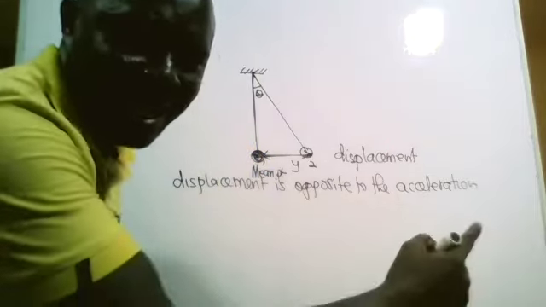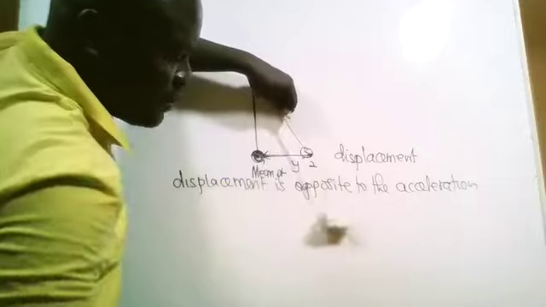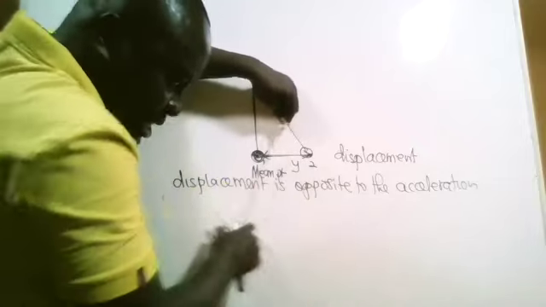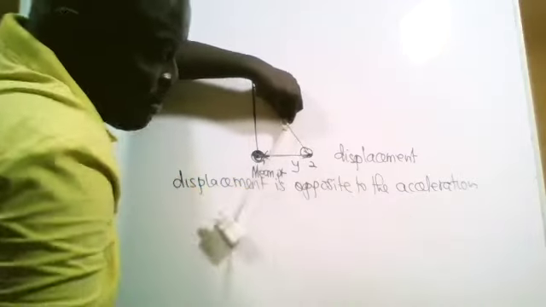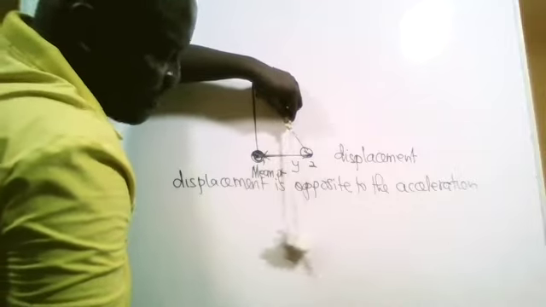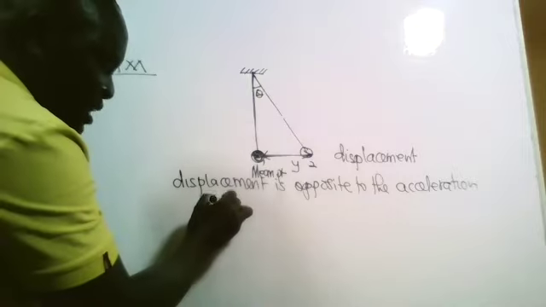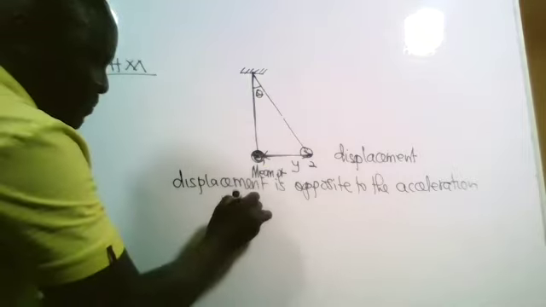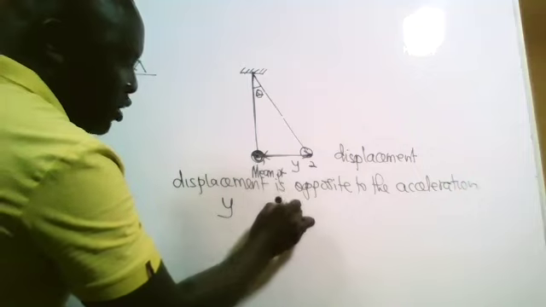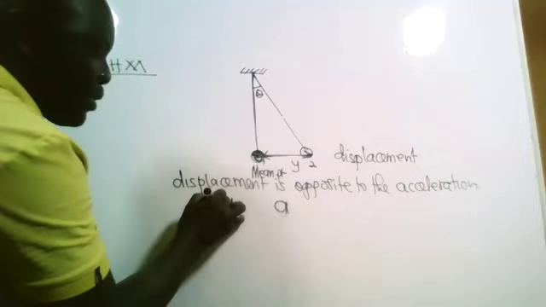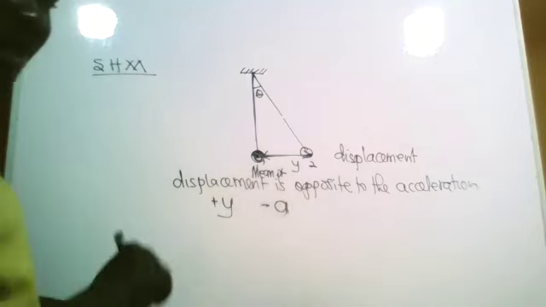So you displace it in one direction and leave it, it accelerates in the opposite direction. The acceleration is when it is coming from the extreme end where you displace to and it's coming back, its speed increases with time. So it accelerates in the opposite direction. So if the displacement is y, then the acceleration a, because they have opposing direction, y is positive, a, which is the acceleration, is negative, or vice versa.